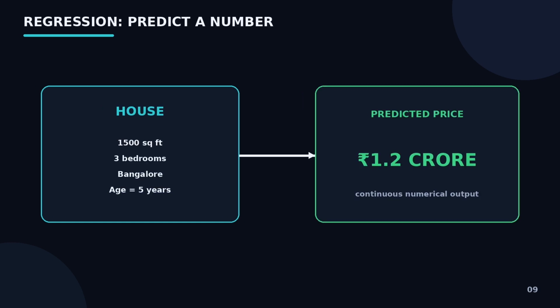Let's make regression concrete. Suppose our model receives 1500 square feet, 3 bedrooms, a particular location, and several other features. The model predicts 1.2 crore rupees. The output is a continuous numerical value. That's regression. We will later spend an entire section learning algorithms such as linear regression, decision tree regression, random forest regression, and other techniques.